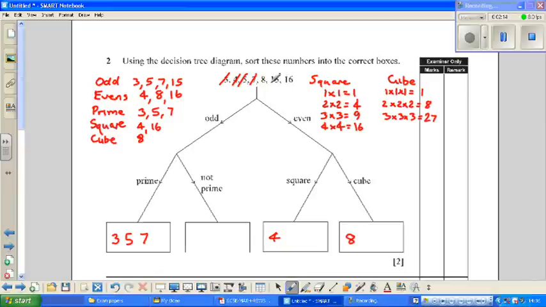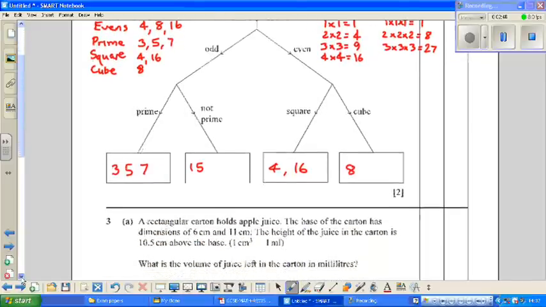15 then, we go down, it's an odd number. Is it prime or not prime? Just check again. 15 has got lots of factors, 3, 5, 1 and 15, so it's not prime. And then the last one, 16, is an even number. Is it square or cube? It's a square number because it's 4 times 4, so that's the answer to question 2.